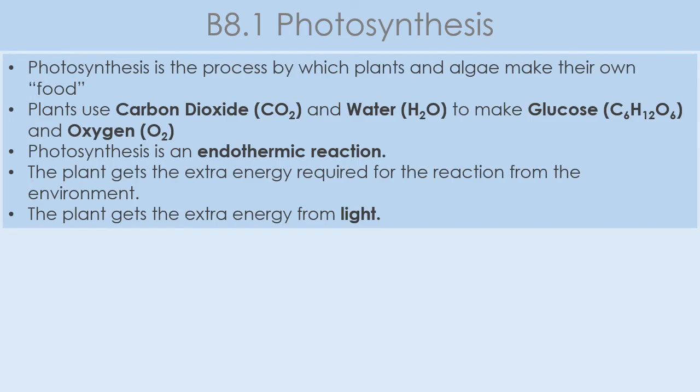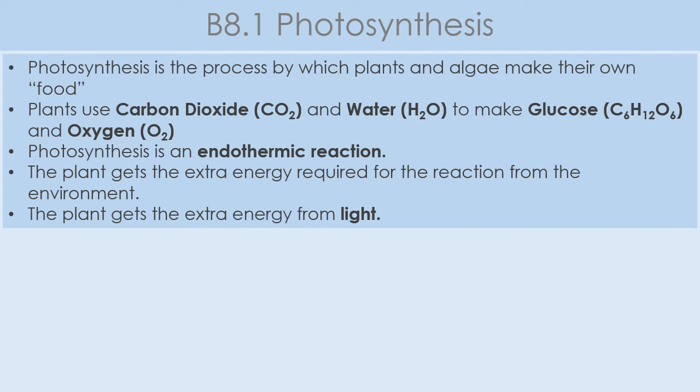So, photosynthesis is the process by which plants and algae make their own food. They use carbon dioxide and water, and they make glucose and oxygen. It's an endothermic reaction, so it needs energy to go in. They get that extra energy from the environment.